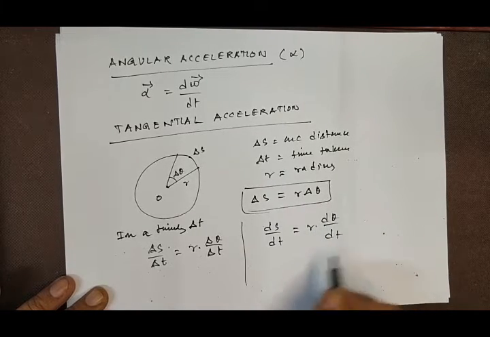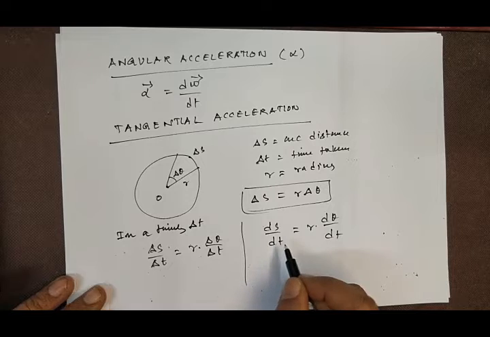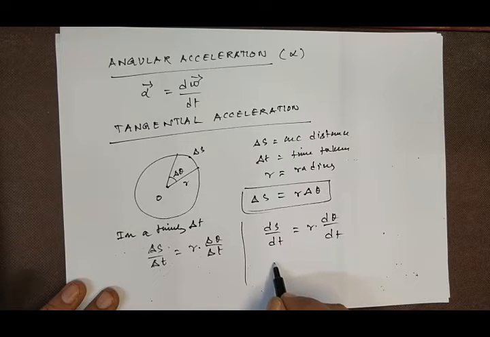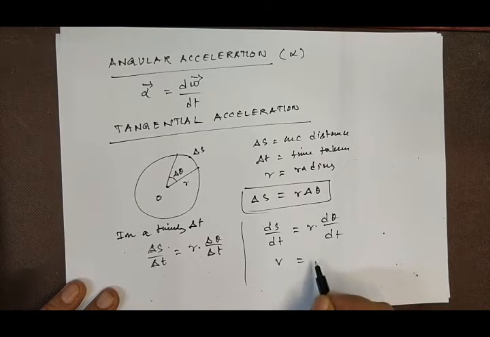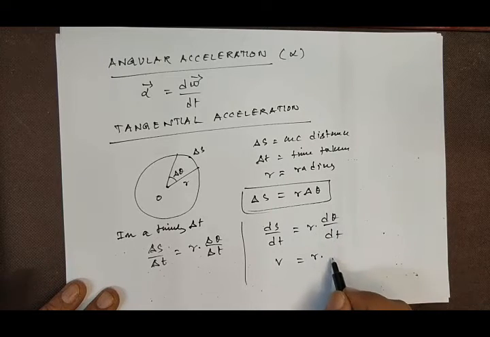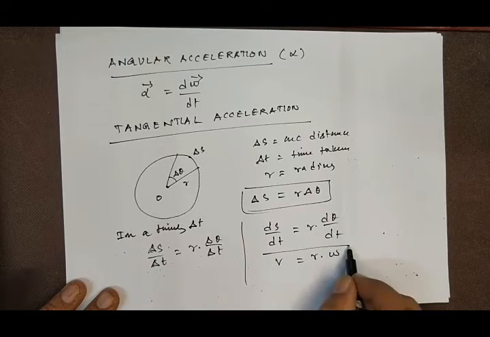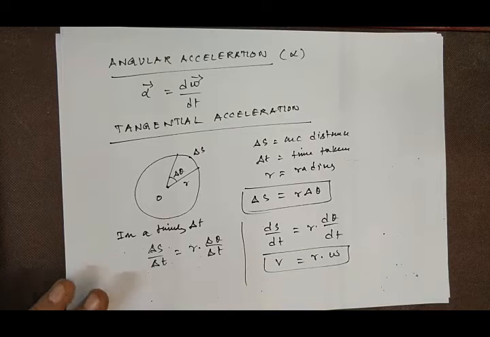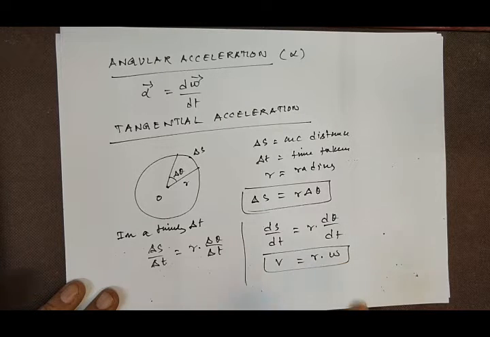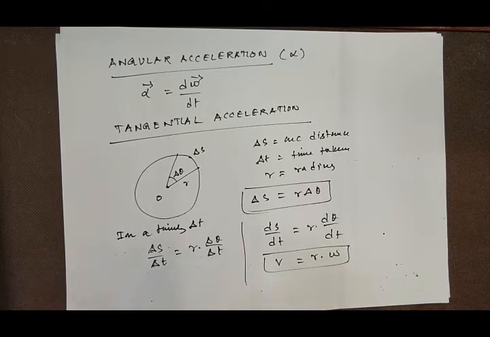Got it? What is ds by dt according to linear velocity? That is v. And d theta by dt is omega. Now we have obtained the relationship between linear velocity and angular velocity. So this is a very important relation. What is v? Linear velocity. What is omega? Angular velocity. Please take that.